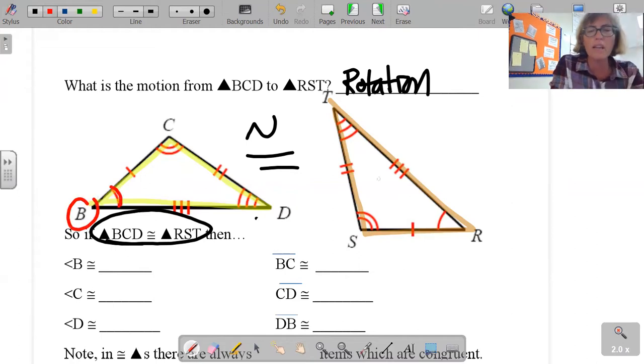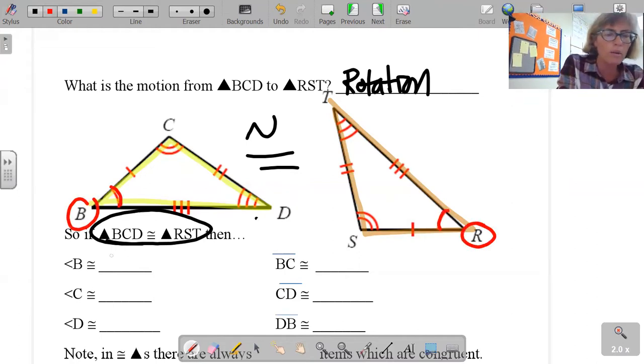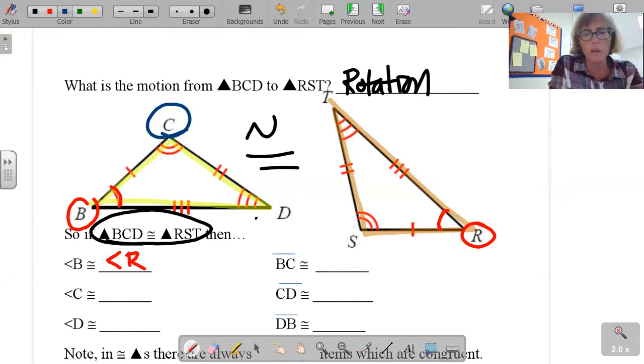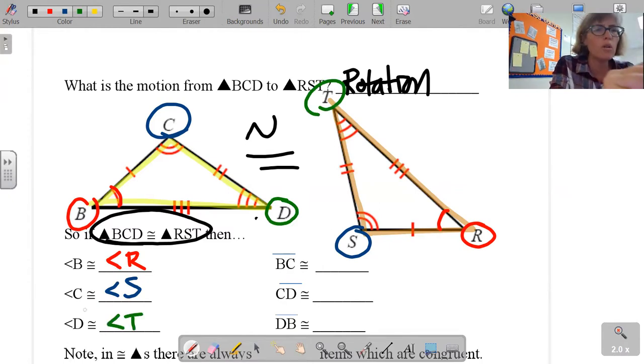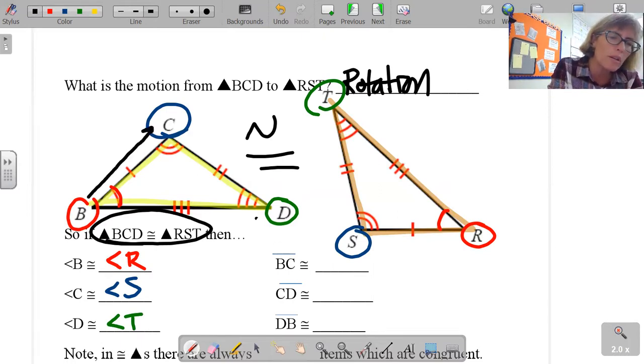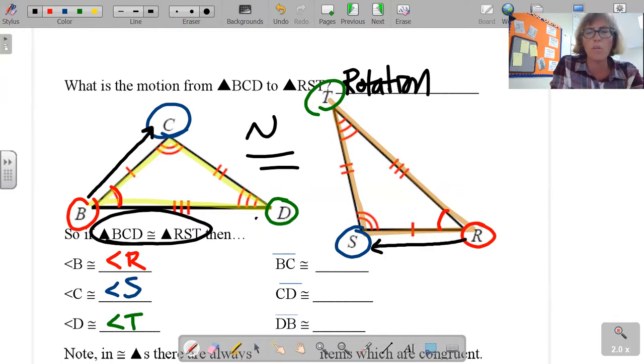then I can say this. Angle B is congruent to angle R. Angle C, notice the double sweep, and angle S are congruent. Angle D is congruent to angle T. Now, careful, B to C. Notice the direction I'm going. B to C, red to blue, is congruent to R to S. I'm going from single to double, R to S.